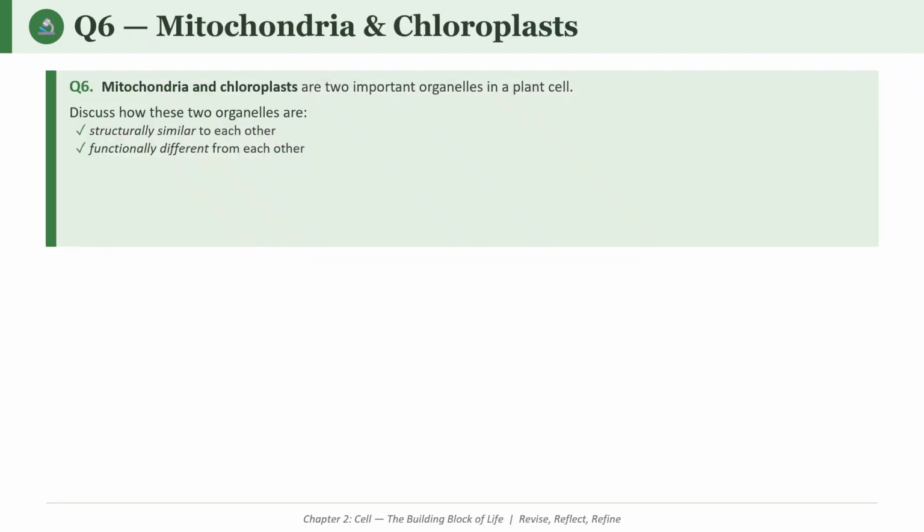So next question based on cell organelle. Mitochondria and chloroplasts are two important organelles in a plant cell. Discuss how these two organelles are structurally similar to each other and functionally different from each other.